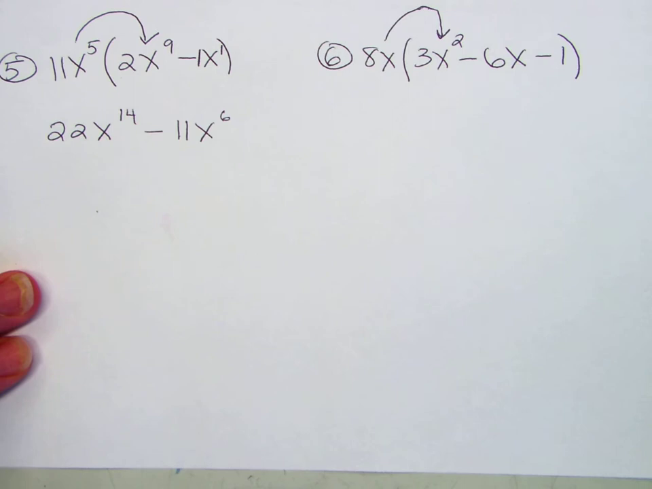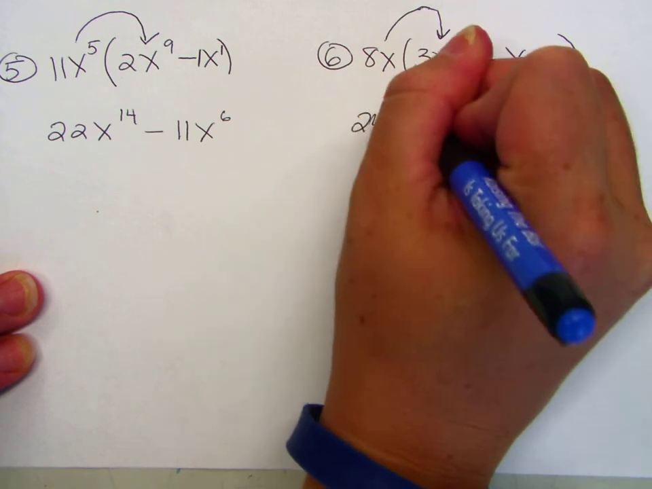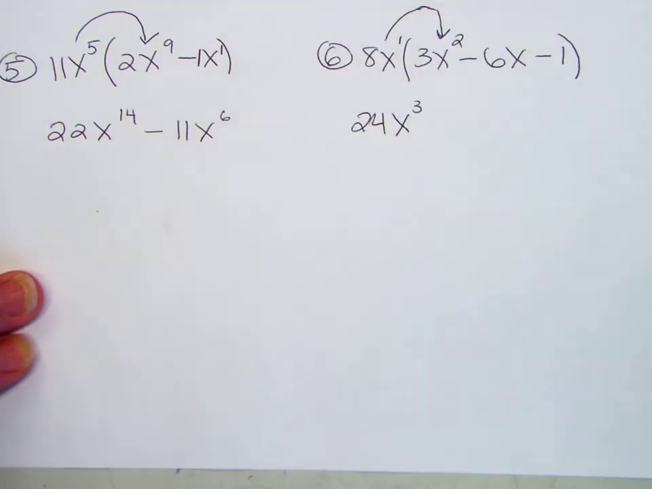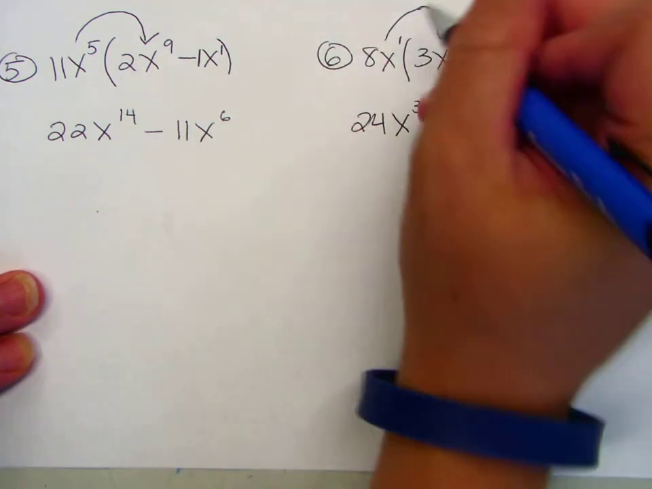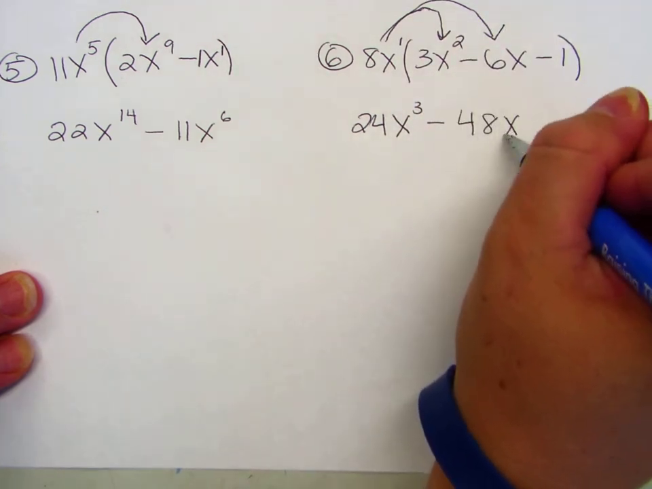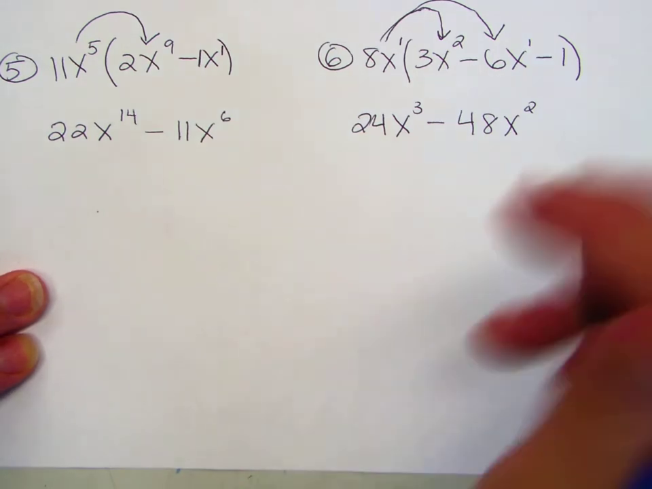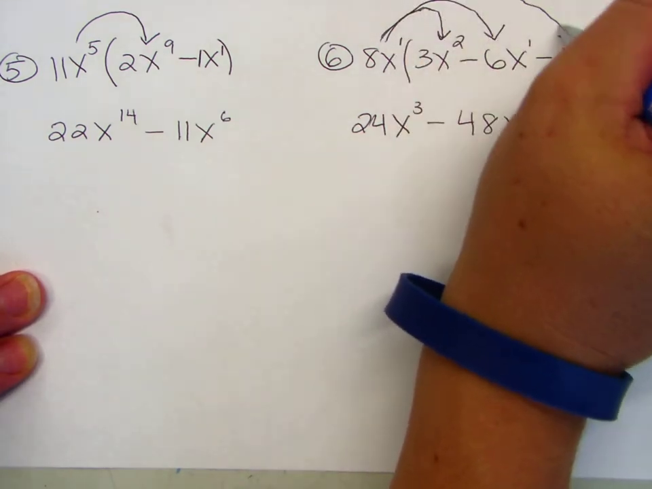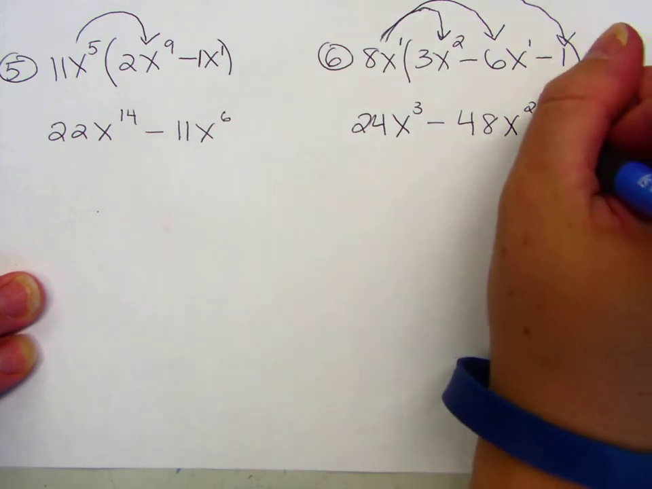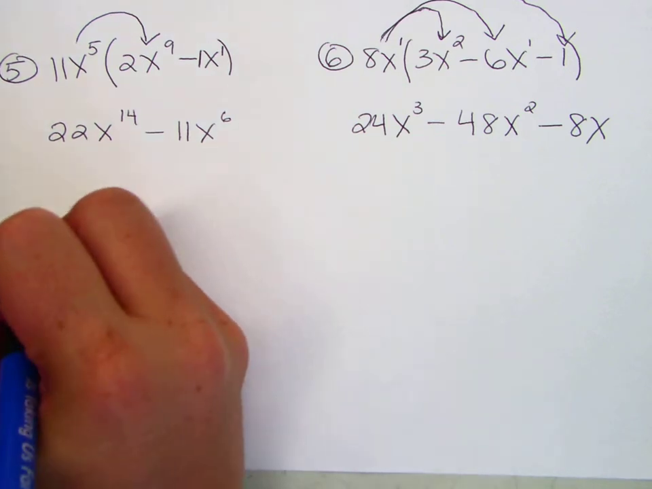Multiplying like this. 8 times 3 is 24. X to the 3rd. Again, remember there's a 1 there. Minus 8 times 6 is 48. X to the 2nd, 1 and 1 is 2. And anything times itself is itself. 8x times 1 is just minus 8x. And we are done.